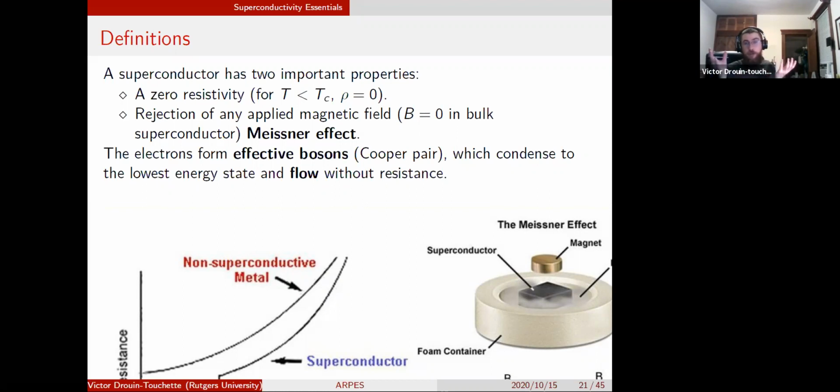They form together an effective boson. And now if you have bosons, you can put as many as you want into the lowest energy state. So you can just stack them on and condense them. And the condensation into the lowest energy state is able to get you a flow of current without any resistance.